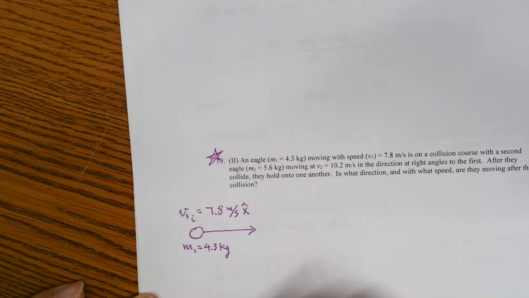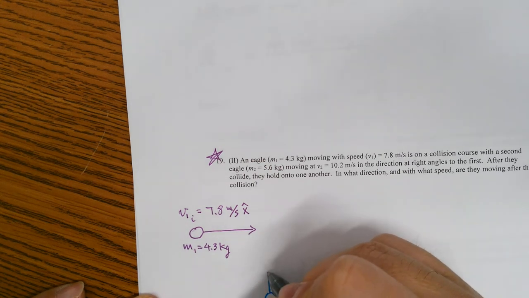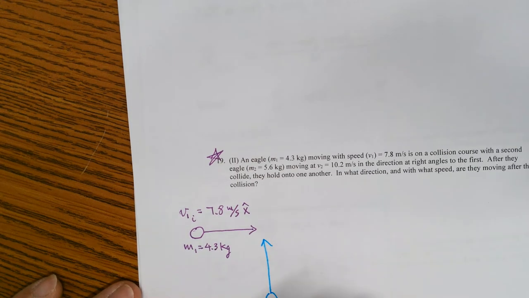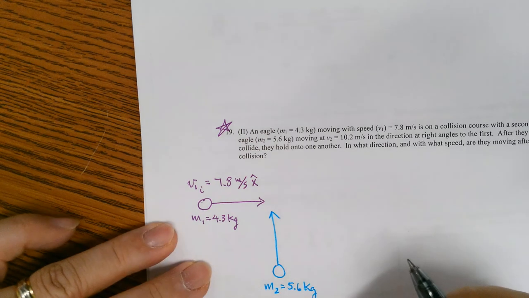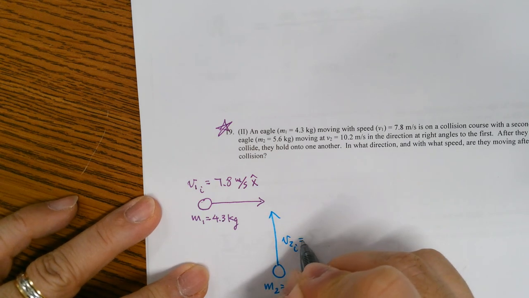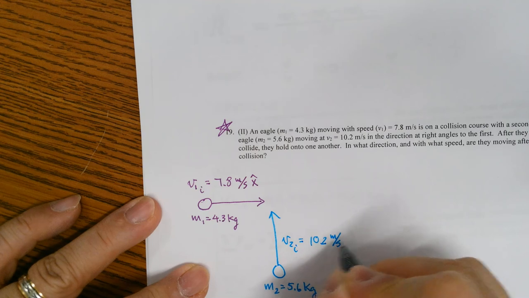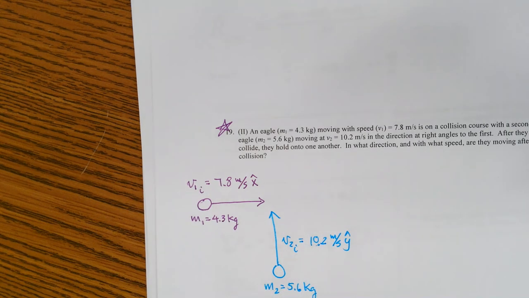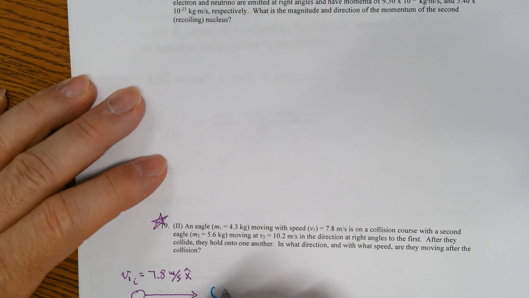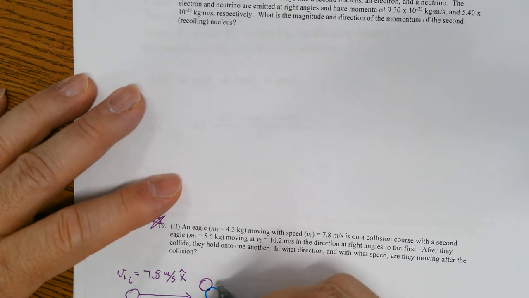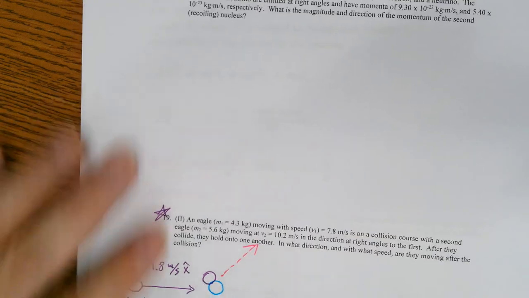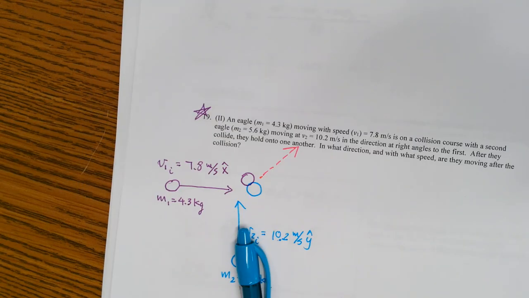Then my second eagle is traveling at a right angle to the first one. So this one is mass 2, which happens to be 5.6 kilograms, and V2 initial happens to be 10.2 meters per second, Y hat. Then what happens? Afterwards, they're going to lock up, right? They're going to lock up, and they're going to move off in a certain direction together, like so.